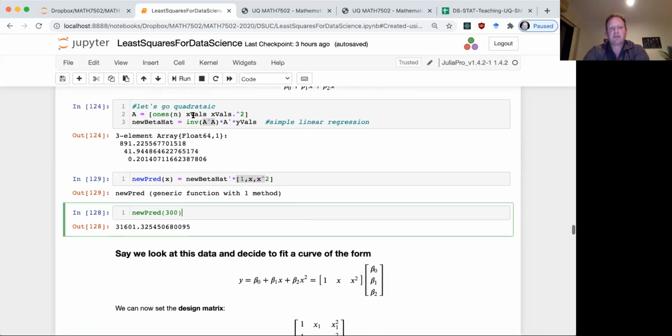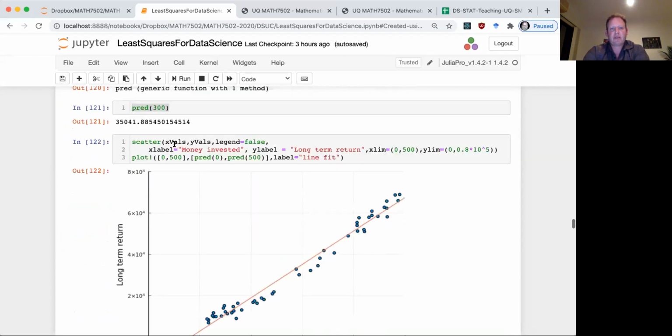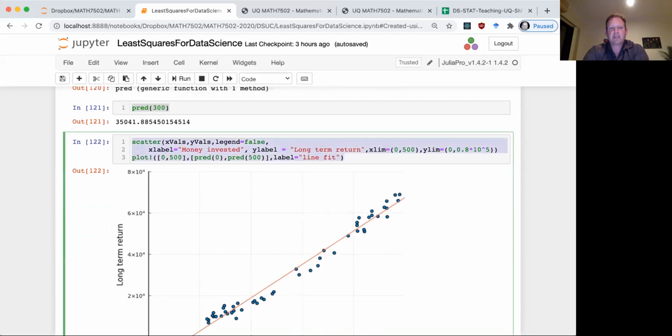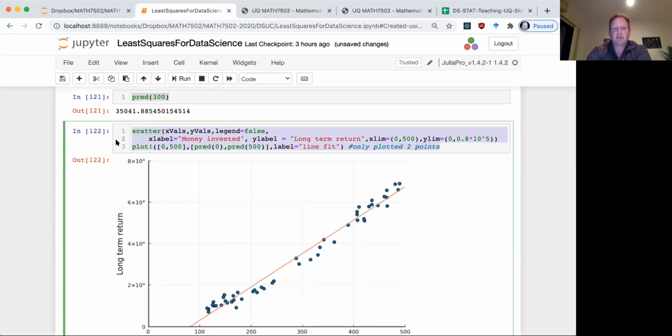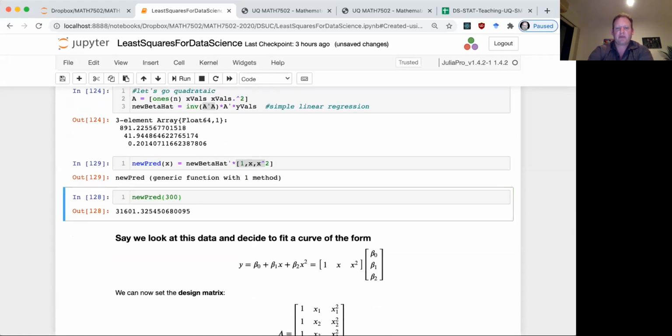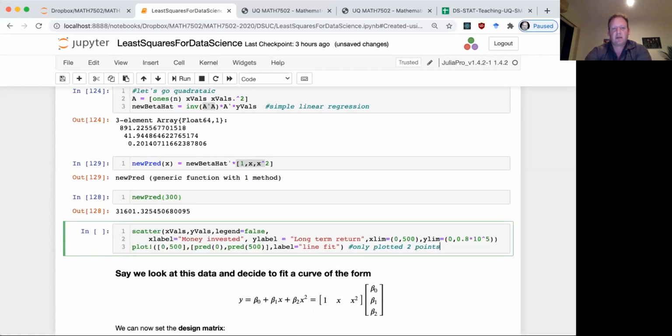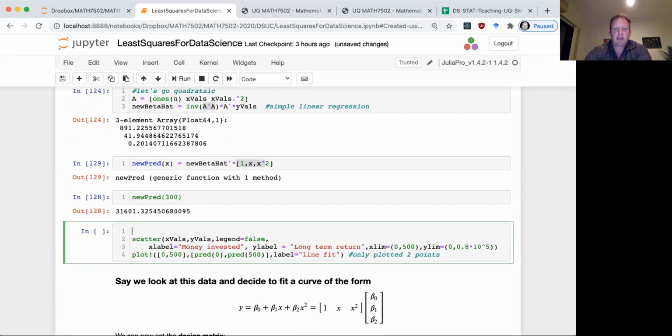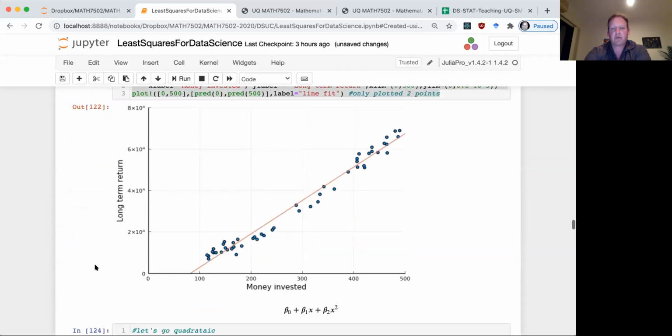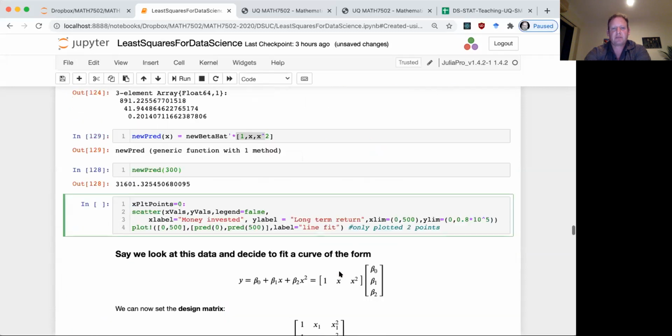So let's plot and see how this fits. Now to plot this here, when I plot the line, I just plotted 2 points. But if I'm plotting this parabola, I can't just plot 2 points. I need to plot the whole thing, right? There are different ways to do it, but let's see how I do it now. Let's call the x plot points. Let's just take a grid from zero, with steps of one, because this is so small. So 0 to 500.